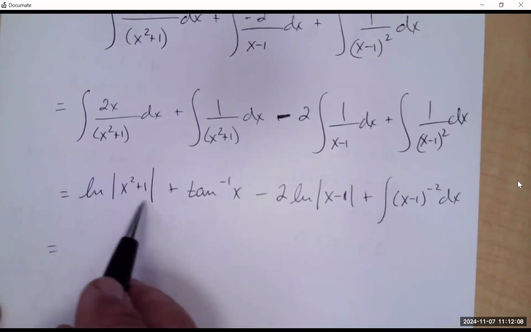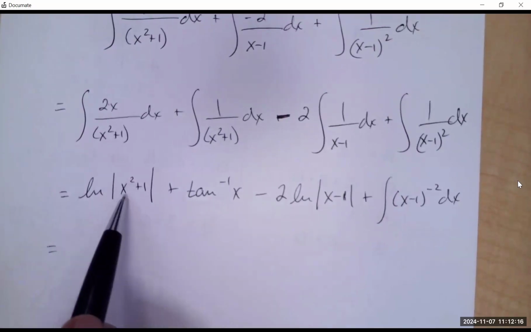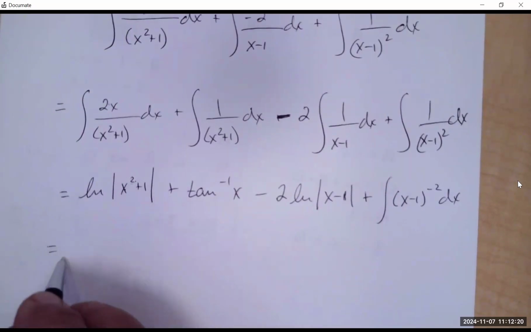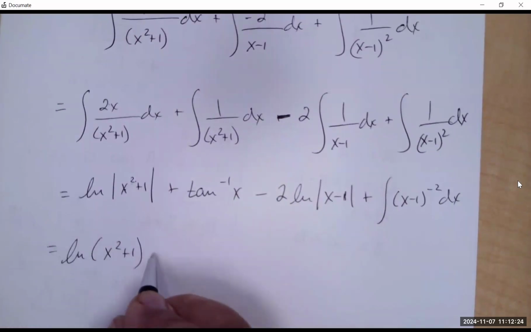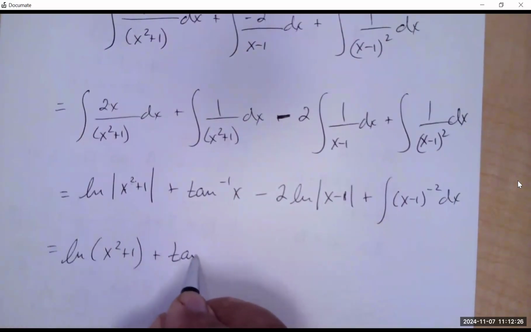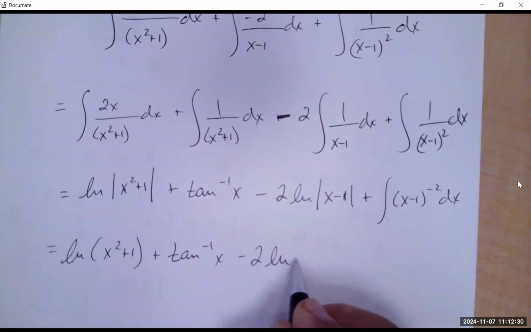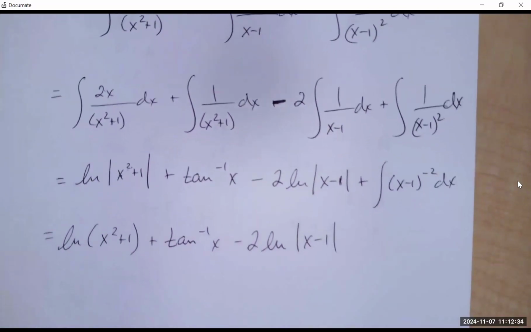Do we need absolute values in the first one? Why not? Can it ever be negative? No, because x squared is always positive, plus 1, so ours is in parentheses there, plus the inverse tangent. The ln of x minus 1 has to have absolute value because x minus 1 can be negative.